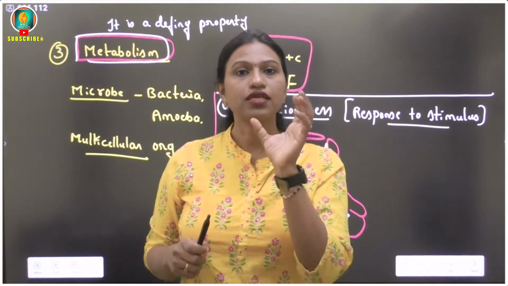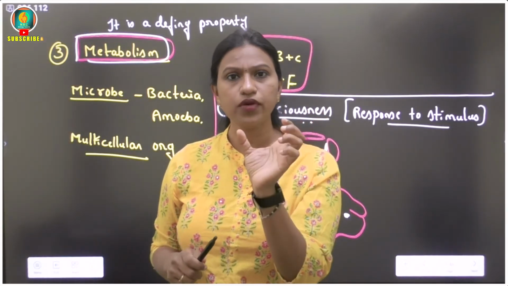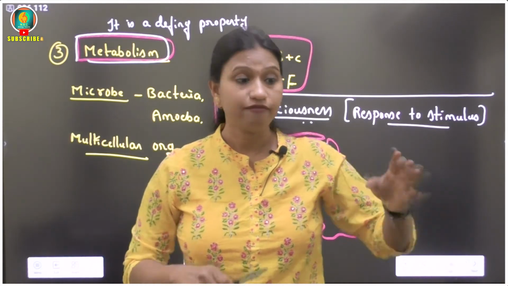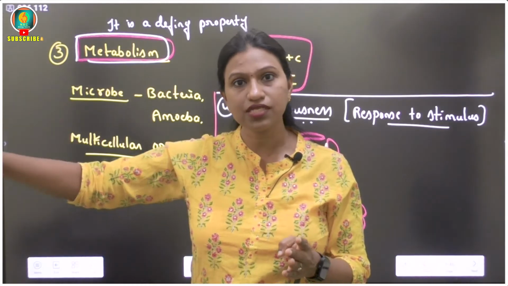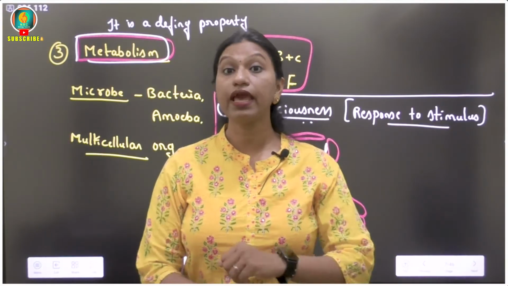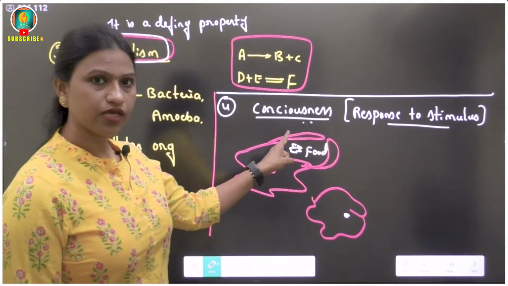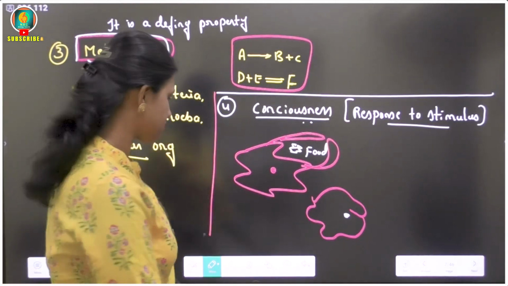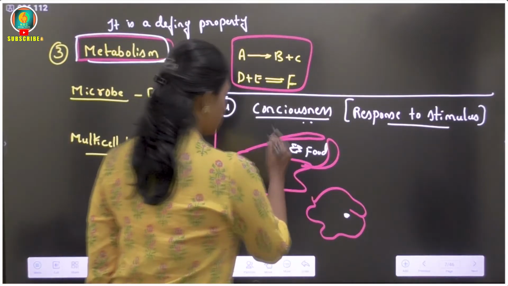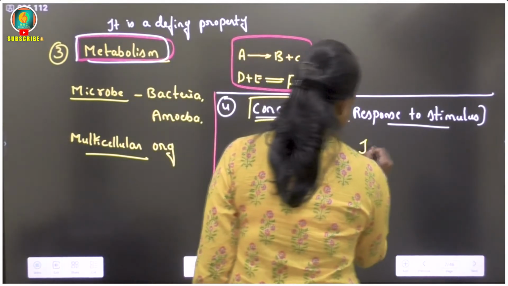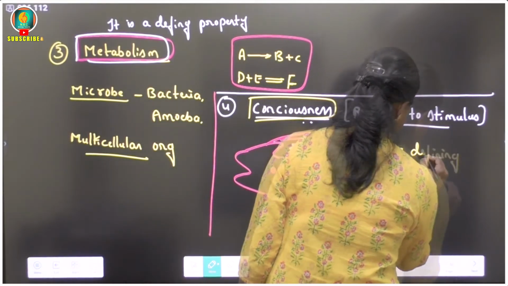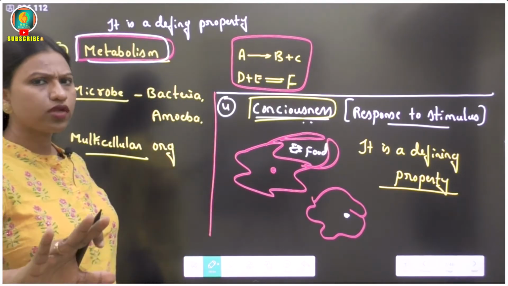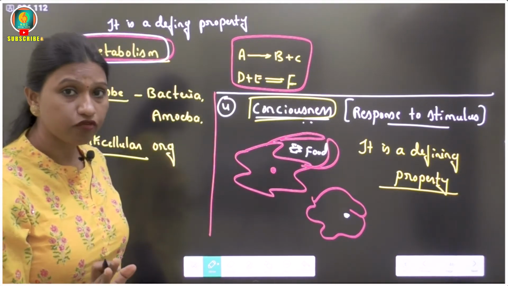Okay, so the response to stimulus is a property exhibited by all living organisms. Right? Whether it is unicellular or multicellular, fertile or infertile, everybody has this property. Then can I consider it a defining property? Of course, yes. Therefore, consciousness is a defining property. Okay, so that's it. This much knowledge is more than enough for your NEET exam.